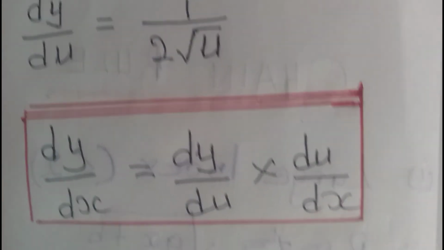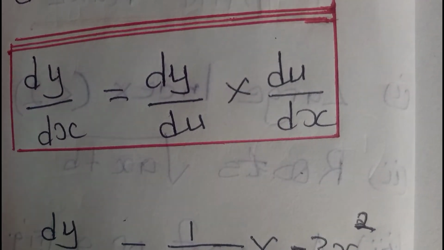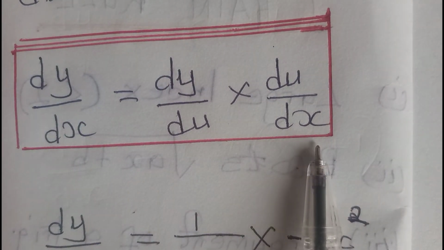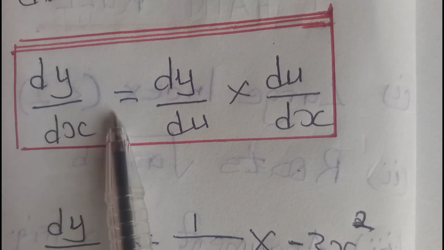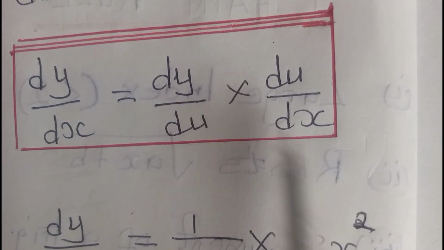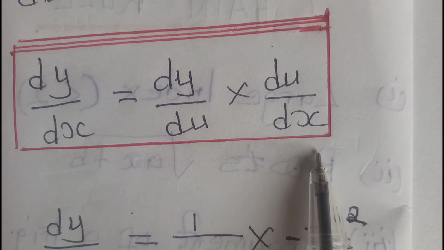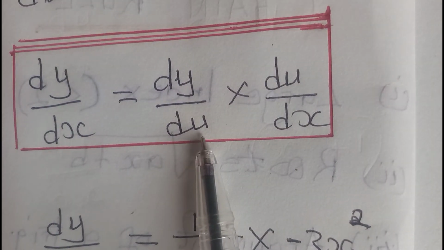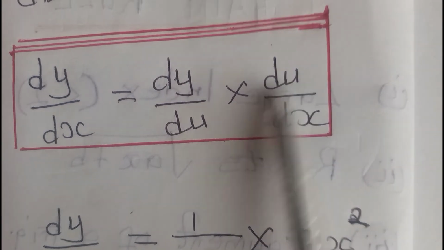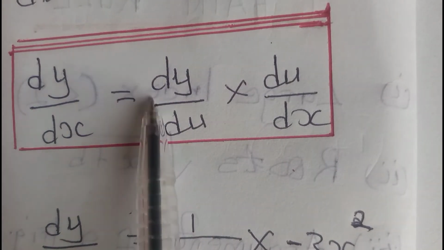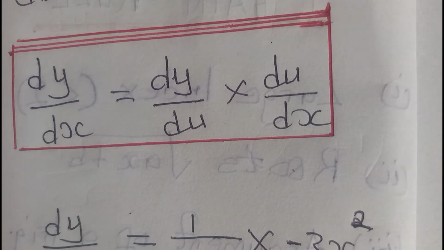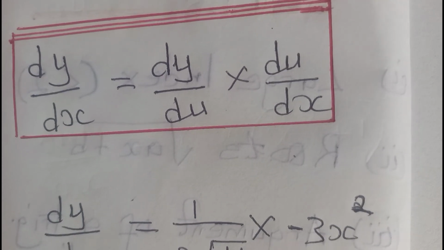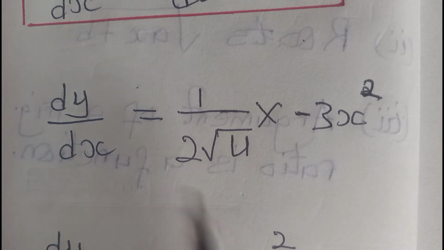At this stage, having gotten your dy by du and your du by ds, you state the chain rule. Dy by ds equals dy by du times du by ds. It will be theoretically assumed that this du and this du cancel out, but we normally don't cancel them. Please don't make the mistake of cancelling them. Rather, you multiply them. So bring back the value of dy by du and the value of du by ds and multiply them. This is what you will now have.